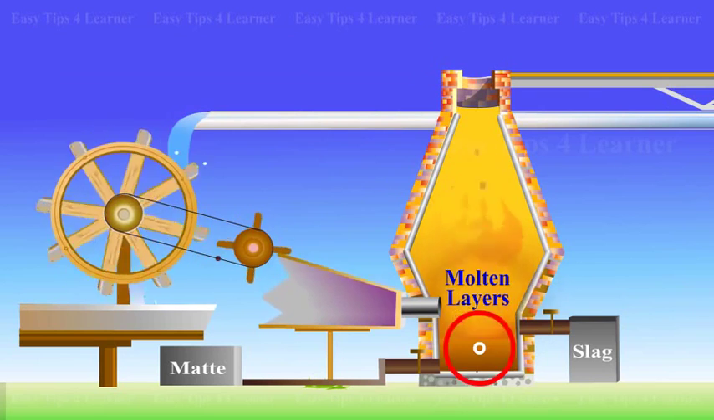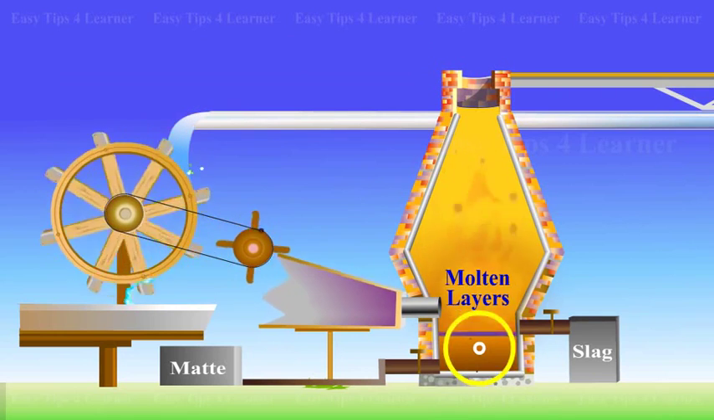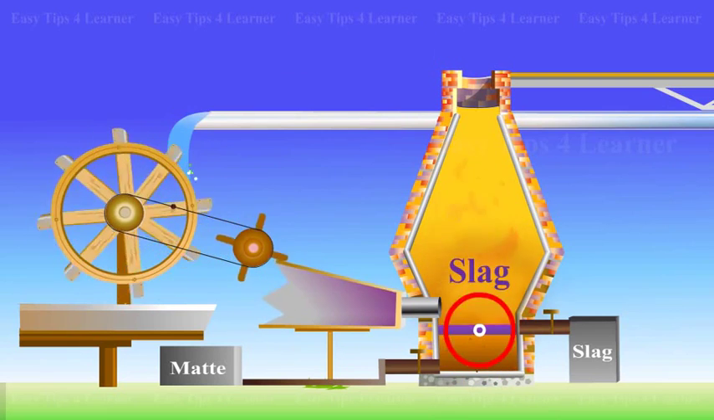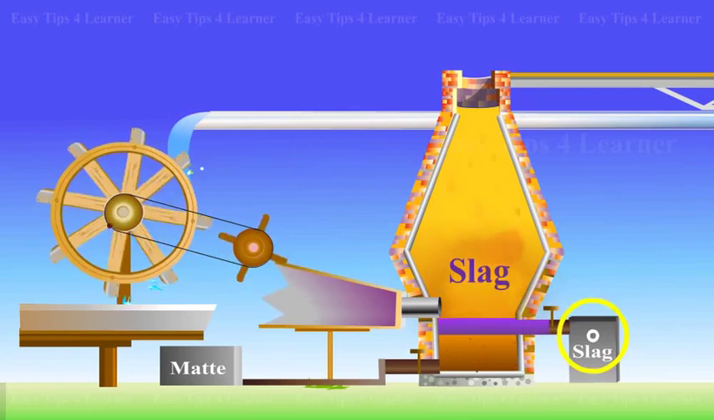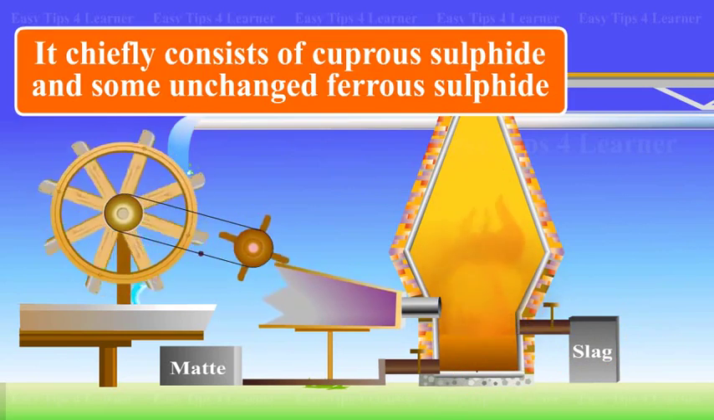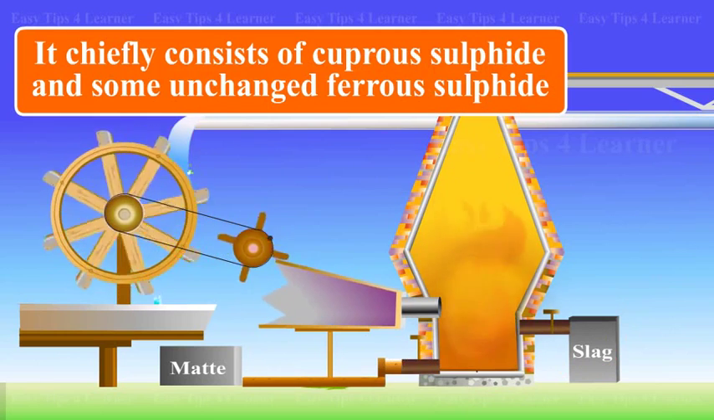As a result of smelting, two separate molten layers are formed at the bottom of the furnace. The upper layer consists of slag and is removed as a waste, while the lower layer is called matte. It chiefly consists of cuprous sulfide and some unchanged ferrous sulfide.